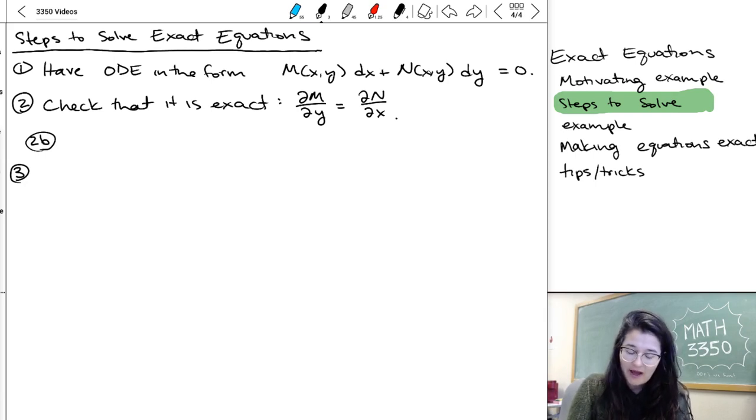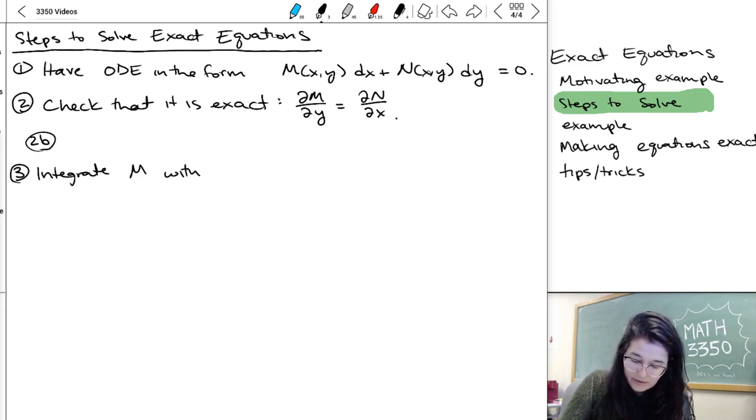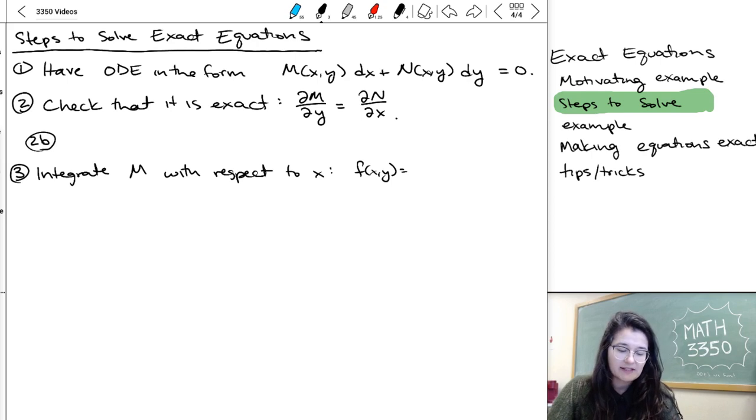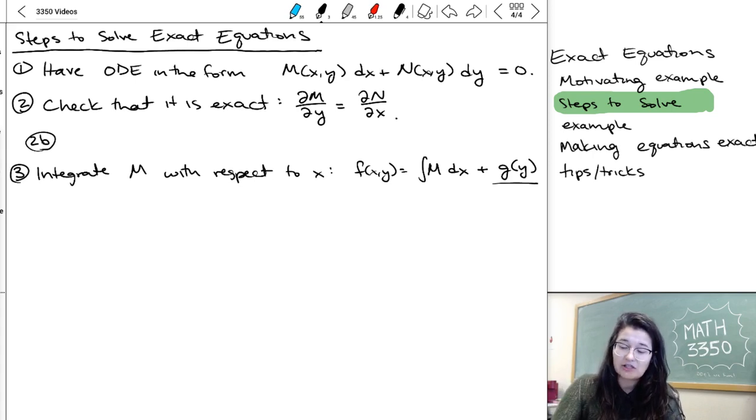And then if we have an exact equation, we're gonna integrate M with respect to x. And we're trying to find some f of x, y that we think we find by integrating M with respect to x. But M carries information about x. We might be missing some information about y afterwards. You can think about that g of y as being the constant of integration for an integral in only the x variable.